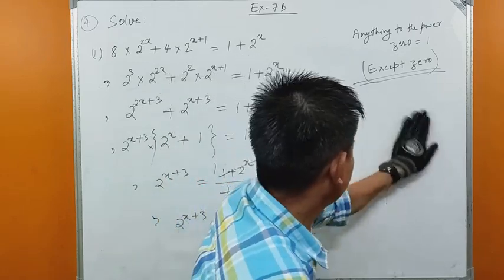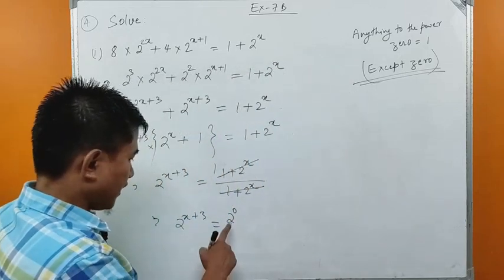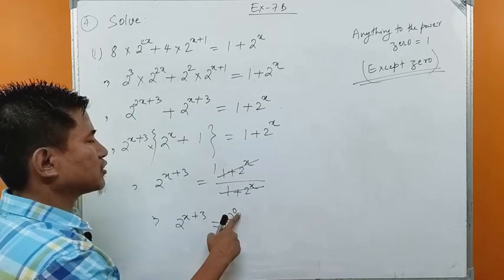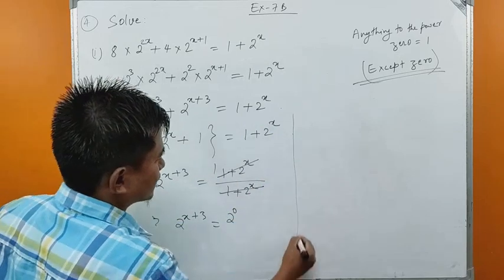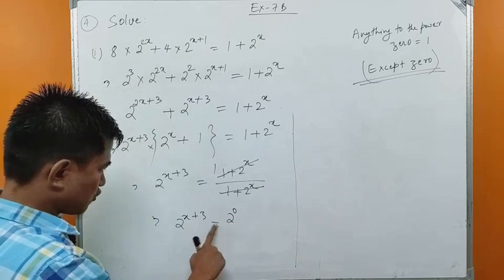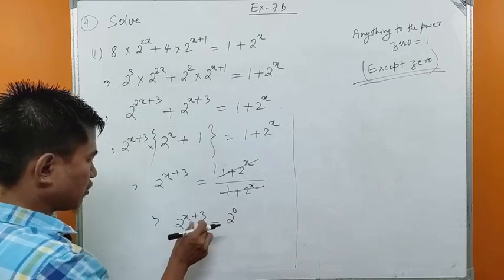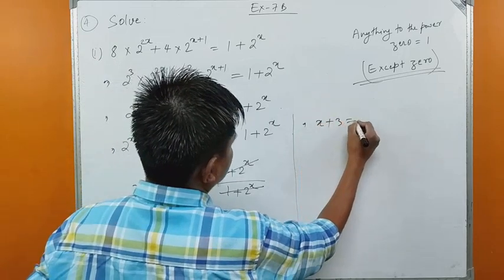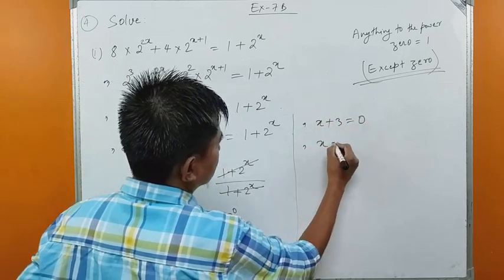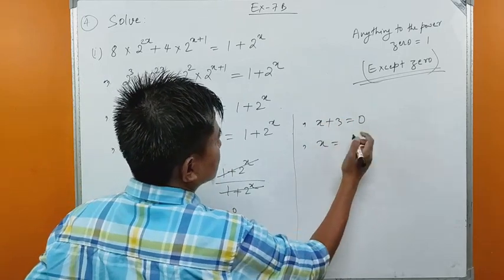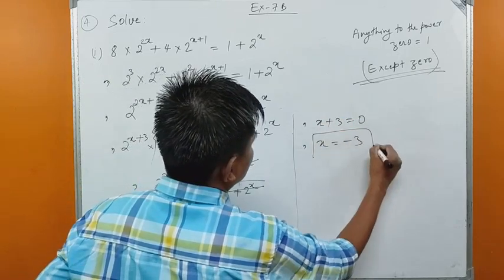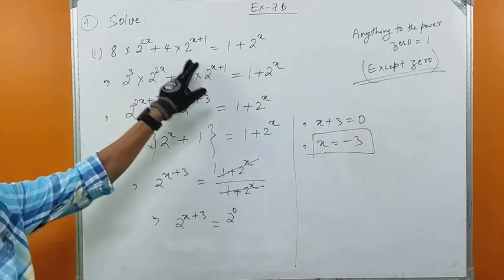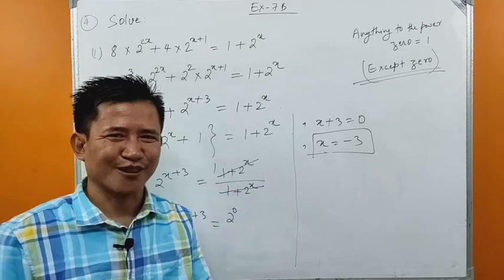So we have 1 here. 1 means 2 to the power 0. Any number raised to power 0 is 1, isn't it? Except 0. So here we have the same base 2 and 2. That means their powers will be equal. Or you can write x plus 3 equals to 0. This means x equals to, let us take this plus 3 to the right hand side, it becomes minus 3. So this is the value of x. We were asked to find the value of x from this equation. The value of x is minus 3. I hope you got this.